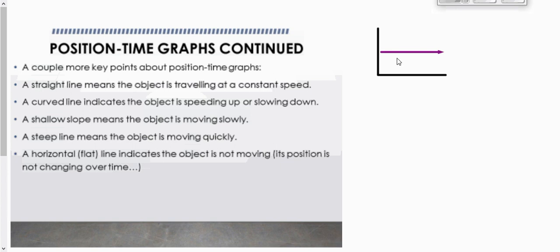If my velocity graph on my distance or position time graph is a horizontal straight line, it is still constant, but it's constant at speed 0. It's at the same position over each unit of time. My object is standing still.